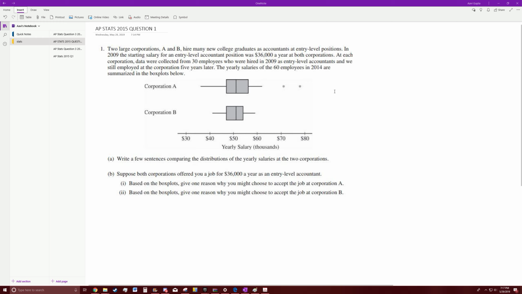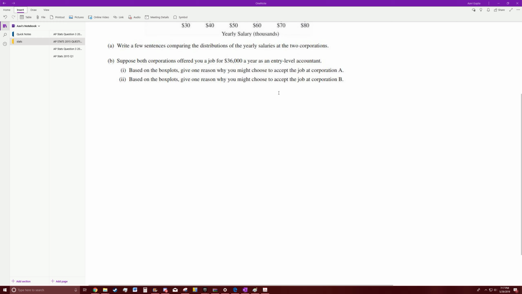Okay, so part A. Let me get my pen out to draw. Here we go. Write a few sentences comparing the distributions of the yearly salaries of the two corporations. Okay, well, this is univariate data, so we're going to describe SOCS.